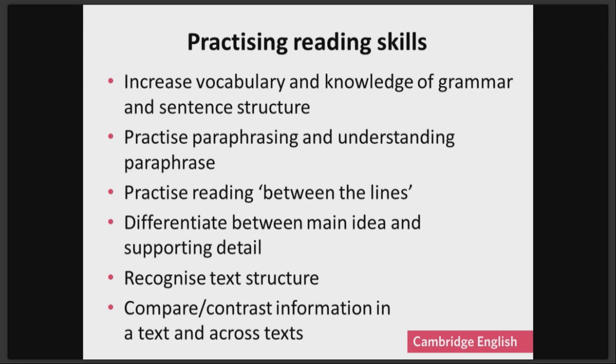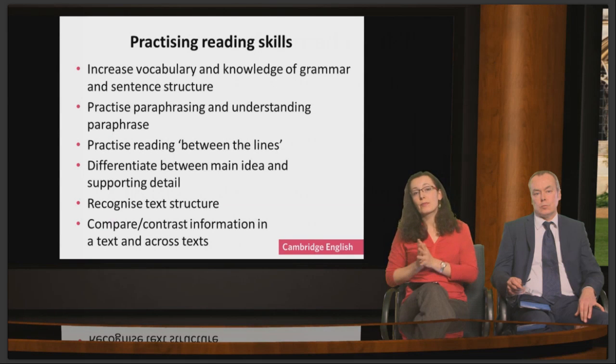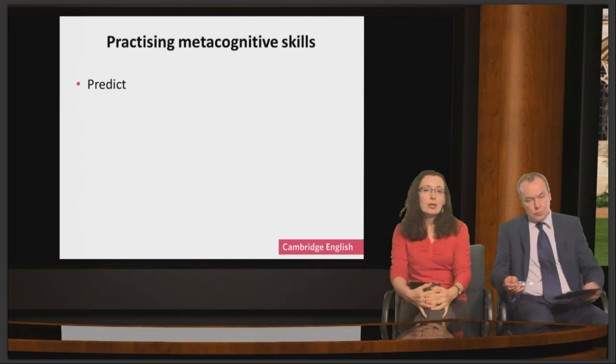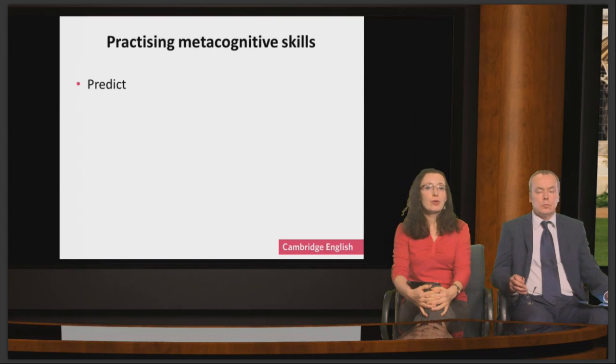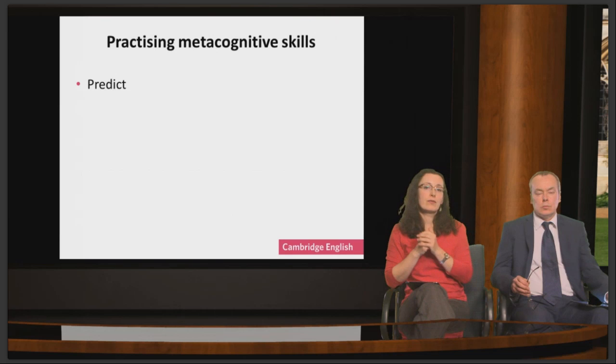Your learners will also need to be able to distinguish between the main idea of a text or paragraph and the information which is given to support that idea. They need to be able to identify how text is structured, so what grammatical, lexical, and semantic devices does the writer use. And finally, they should learn how to compare the information within one text as well as across different texts, identifying similarities and differences. You could also encourage learners to be strategic about how they approach a reading task and improve their metacognitive skills.